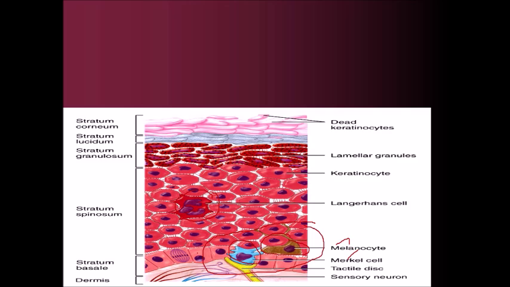The origin of the cells also is different. The melanocytes and the Merkel cells originate from the neural crest cells, while the Langerhans cell has a hematopoietic origin. The melanocytes are in contact with the keratinocytes. Each melanocyte is in contact with about 30 to 40 keratinocytes, and the keratinocytes are the cells which are responsible for the degradation of the melanin.